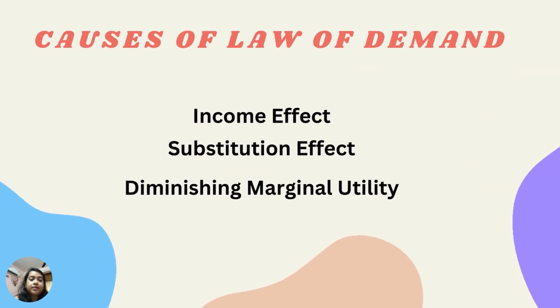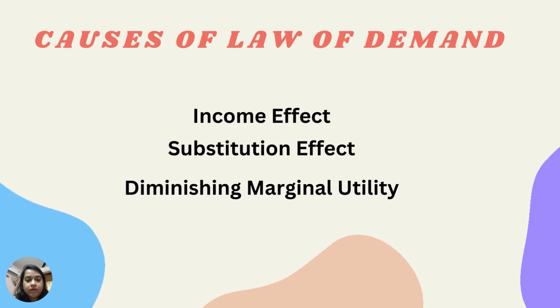Now we will understand the causes of the law of demand. There are mainly three causes: the income effect, the substitution effect, and the diminishing marginal utility. I will be explaining all these three topics in a much more detailed manner in the upcoming slides. Okay.